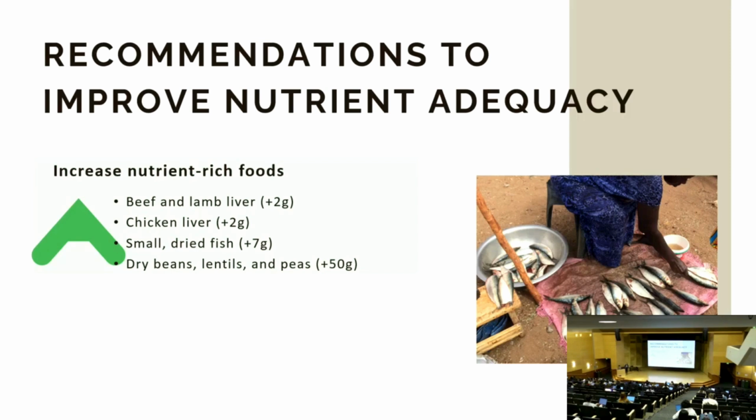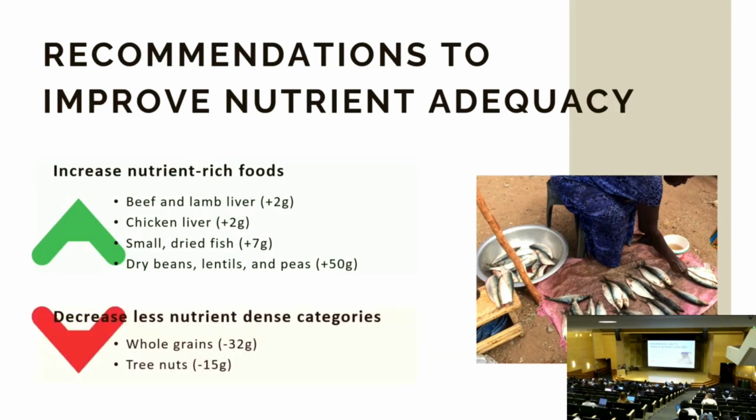Liver is incredibly rich in particularly vitamin A because that's where it's stored in our body. And additionally, small dried fish is rich in calcium from bones that are oftentimes in the fish. So these often overlooked foods could be really key to improving deficiency of micronutrients in these contexts. So we experimented with adding those into this diet. However, in order to maintain the calorie balance, and not just add all these foods into our diet but then not take any out, we wanted to also remove those that were less nutrient dense, including whole grains and tree nuts.